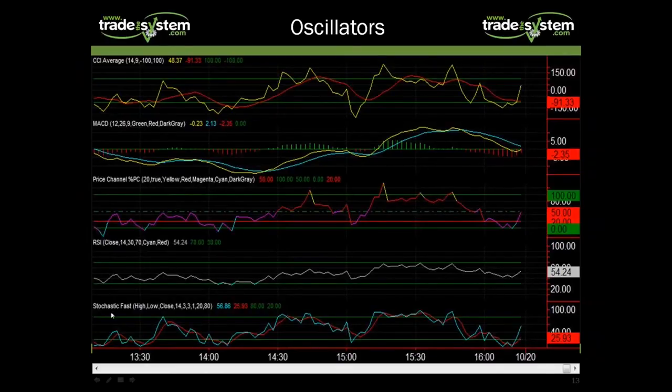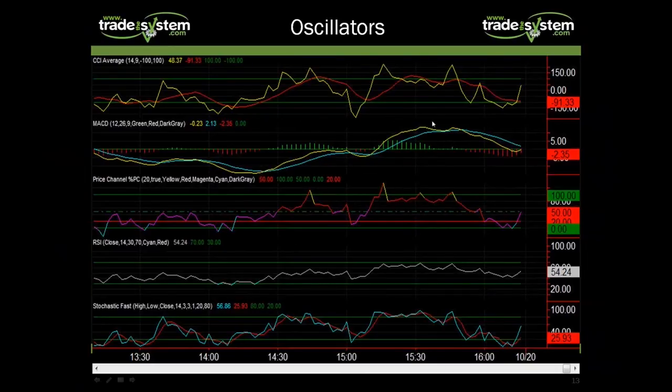Price channel, RSI, stochastic, all of those are available on just about any charting platform that you trade. What these do is go from the oversold area to the overbought area and then back. They oscillate between overbought and oversold. Now the MACD I threw on here because it doesn't really fit, but it does go from bearish to bullish and then back to bearish again.